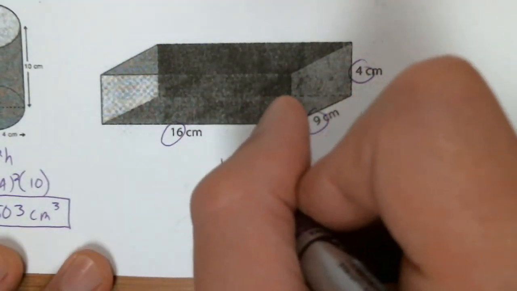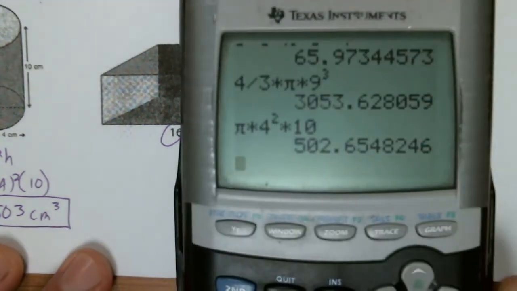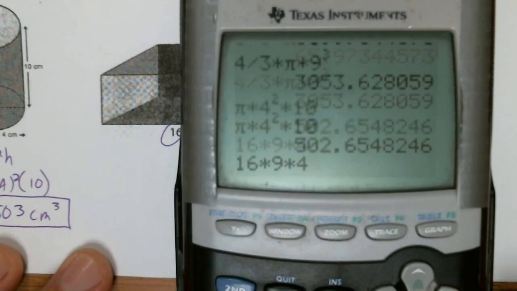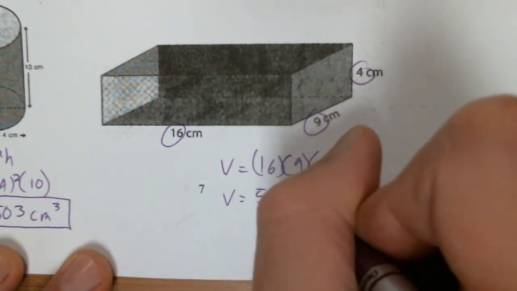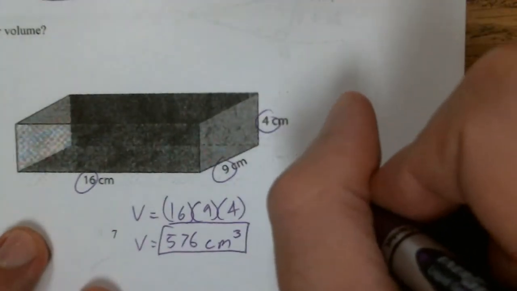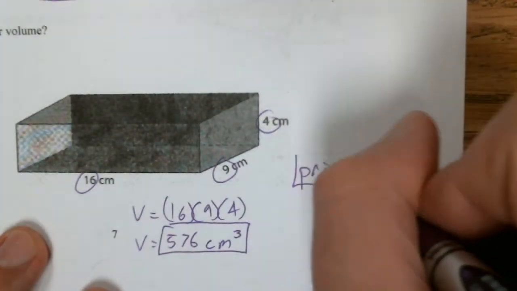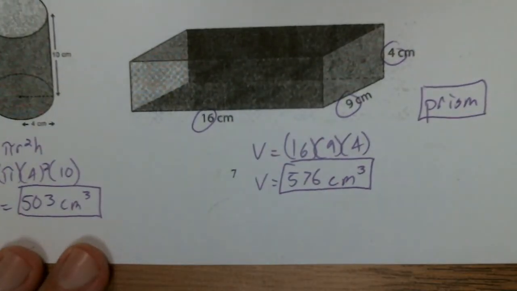The box is the hardest thing you've ever done in your life. Rectangular prism, length times width times height. 16 times 9 times 4, 576. And we have a winner, guys. Prism is the winner. Prism has the larger volume, 576 over 503.